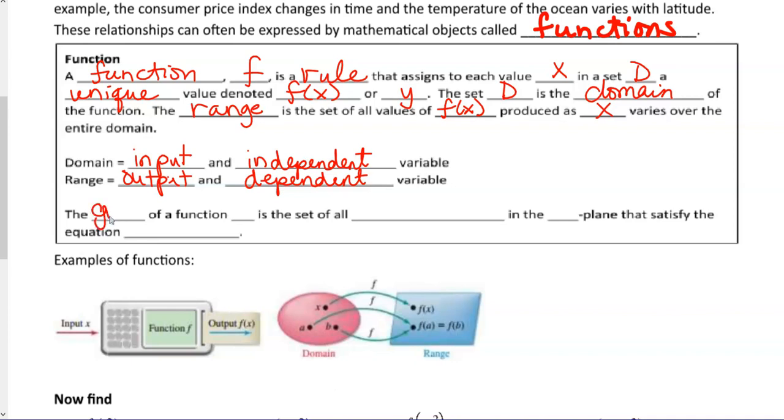After we have a rule or a function, the graph of that function is very important, and we're going to see that in our next section, a big review over the different types of graphs that you should be coming to me with. But the graph of f is the set of all points, which we can refer to as an xy pair in the xy plane, or what we call the coordinate plane, that satisfies the equation y equals f of x. And don't forget, f of x is our function.